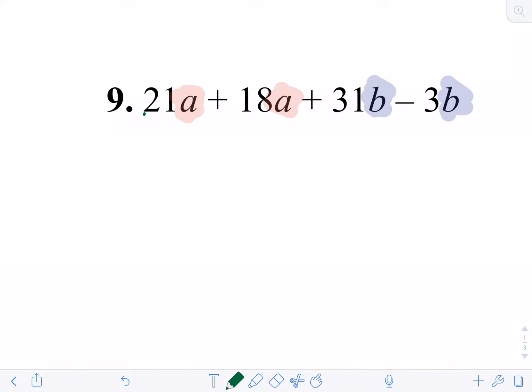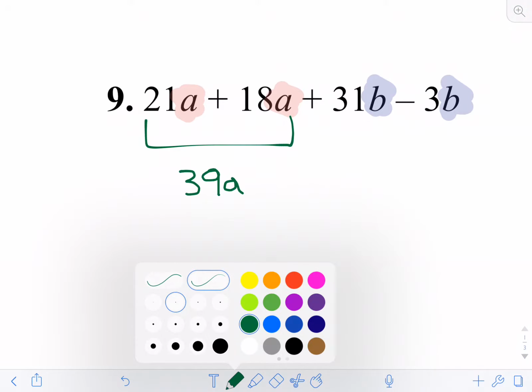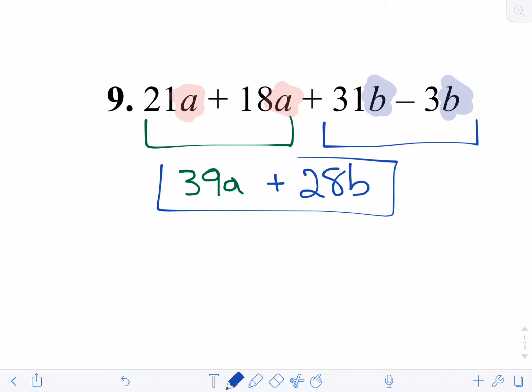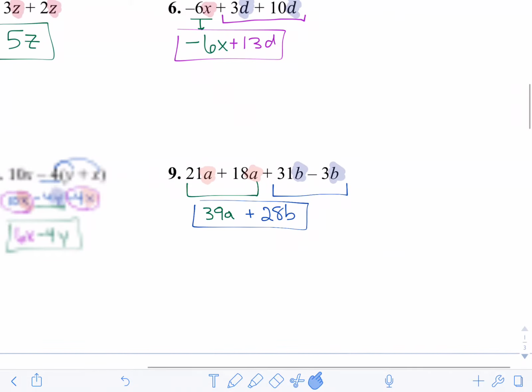So all this is saying is I'm going to combine these two because they both have that variable a in it. So whenever I combine these, I have 21 plus 18, and that's going to give me 39a. And then I have 31b minus 3b, and when I combine those, that's just going to give me 31 minus 3 is 28, and that's going to be the letter b. And that's how you write your simplest form.